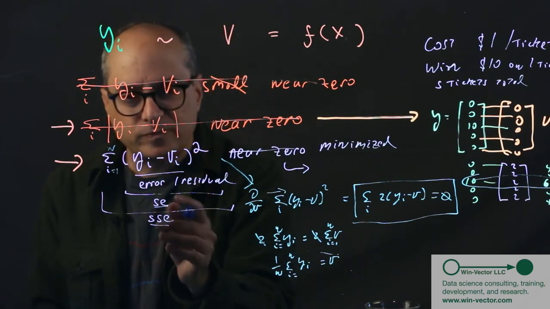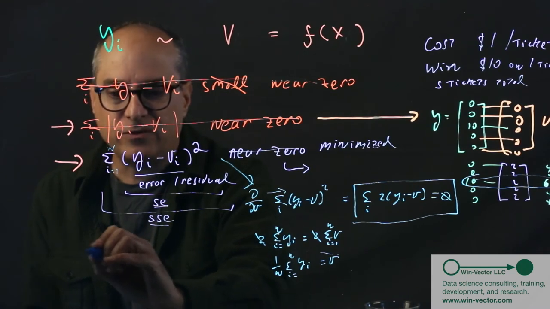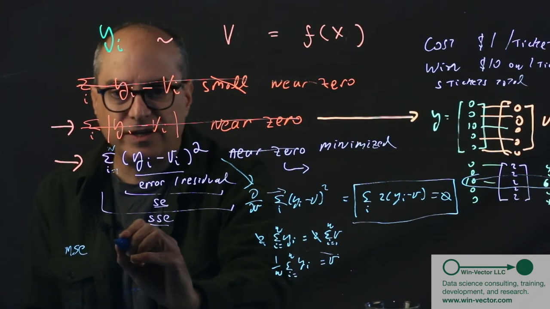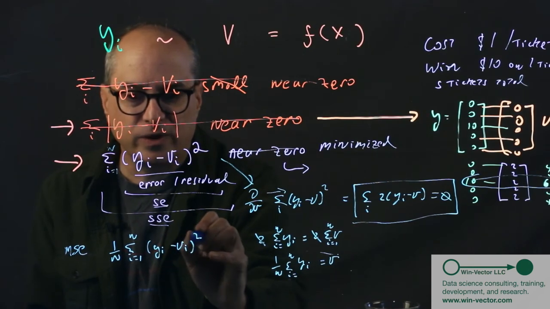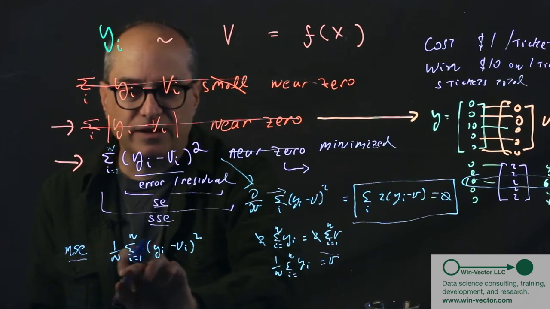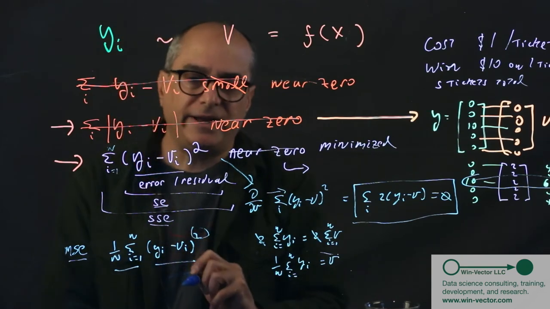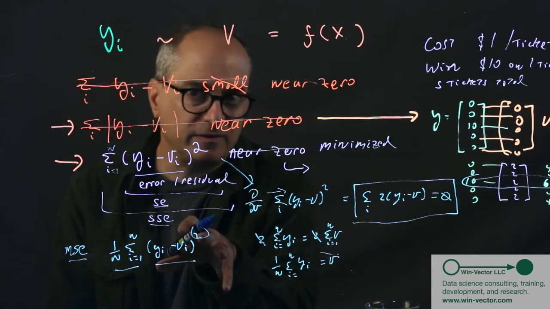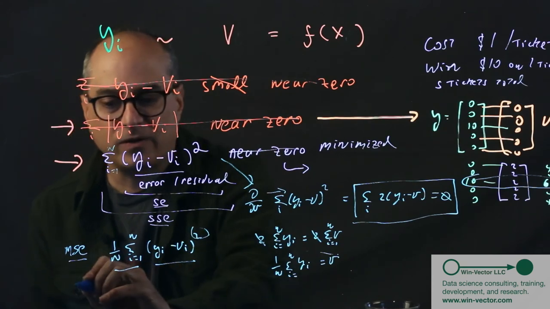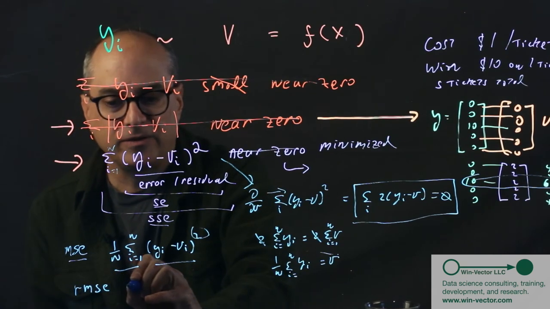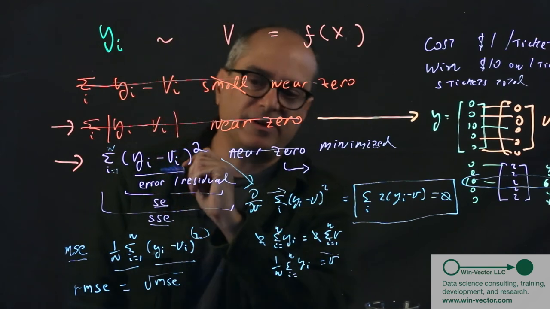So there are some variations or normalizations of it, as I promised. One is the mean square error. MSE is just 1 over n, sum from i equals 1 to n of (yi minus vi) squared. You can see it's just basically the mean of the squared error. This is still in the wrong units. It's in dollars squared, but at least now it's independent of data set size. So we usually normalize that a little further by going to the root mean square error, which is just the square root of the MSE. This was in dollars squared, and we just knock it back into dollars by taking the square root.